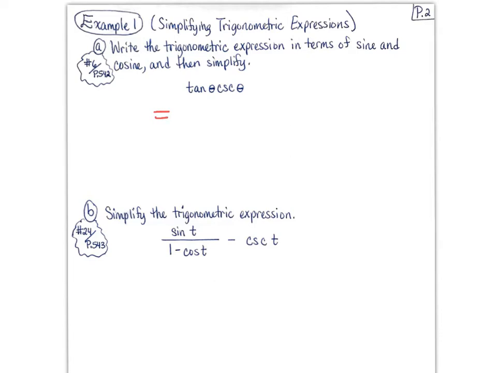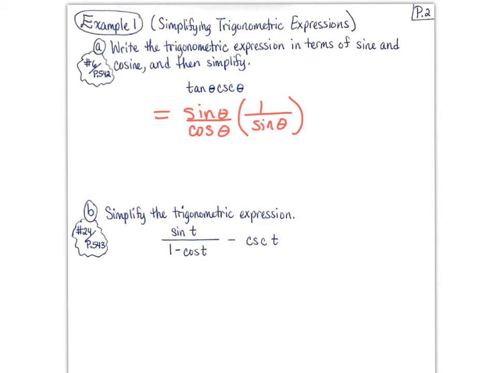Tangent of theta is what? Sine of theta over cosine of theta, good. And cosecant of theta is what? 1 over sine of theta. Good, 1 over sine of theta. And now what can we do?